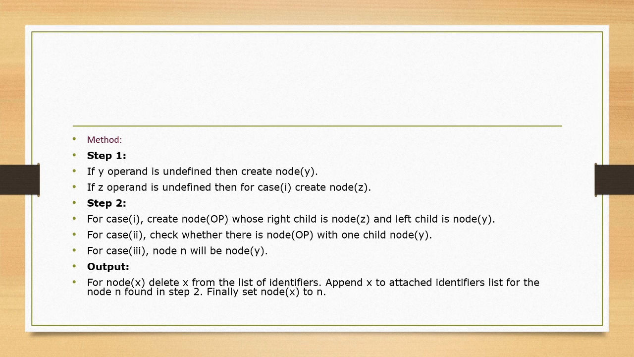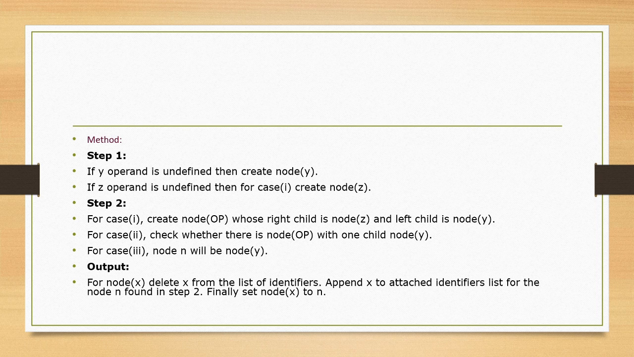If it is case 1, we have a right child and a left child. So create one node for the right child, one node for the left child, and one node for the operator. This operator node becomes the root, node z becomes the right child and node y becomes the left child. In case 2, we have only one child node, so create a node called OP and one child node called y. And in case 3, we have only one node y, which is the root node as well as the leaf node. The output of this is the DAG. So this is the construction of DAG.